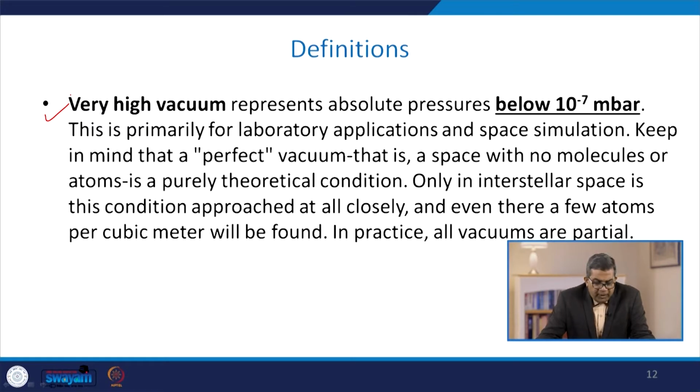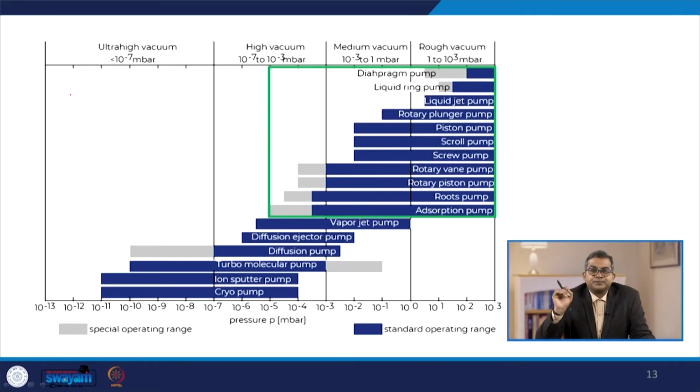Keep in mind that a perfect vacuum, that is, a space with no molecule or atom, is a purely theoretical condition. Only in interstellar space is this condition approached at all closely, and even there a few atoms per cubic meter will be found. In practice, all vacuums are partial.